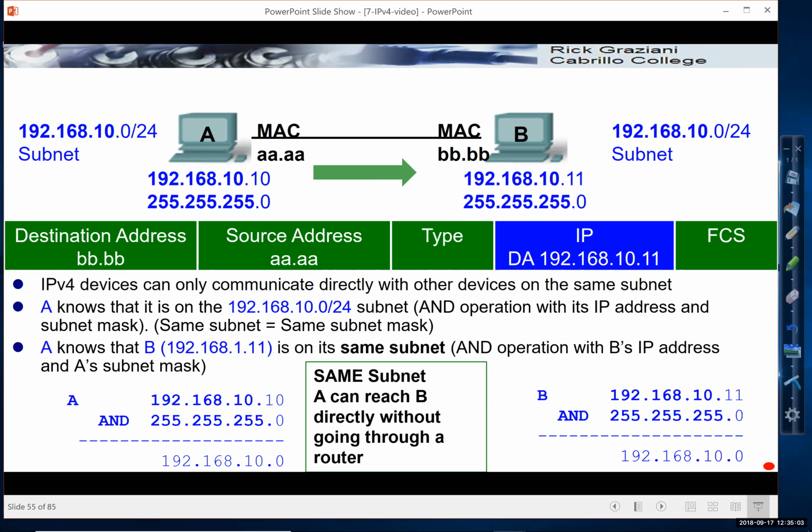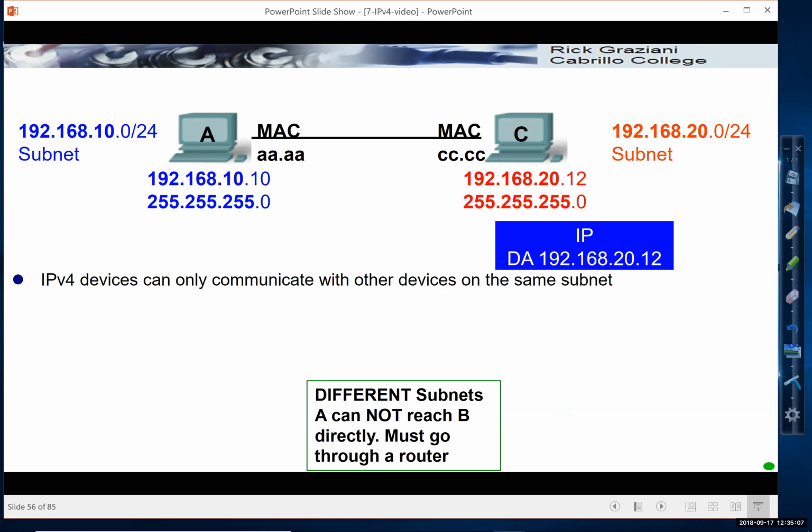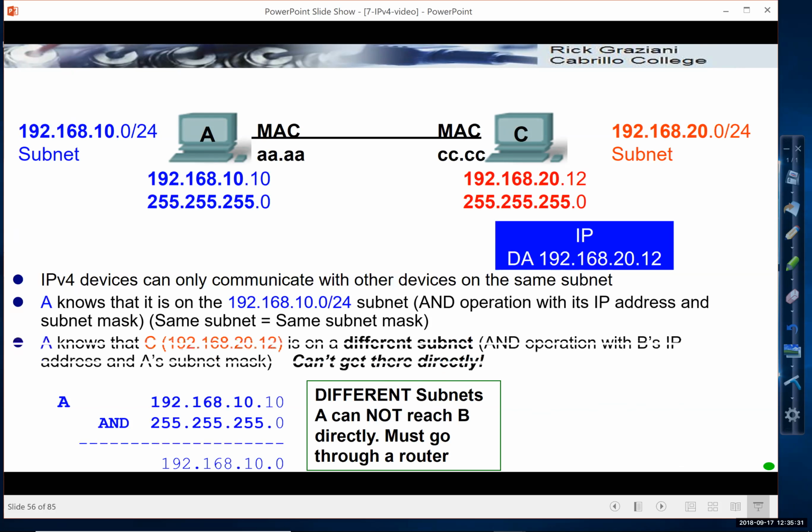All right, let's take a look at another example. In this case, we've changed the IPv4 address of C, the destination IP address. Okay. So again, A knows what network it belongs to. It has its IPv4 address, its subnet mask, does a bitwise AND operation to determine that it's on the 192.168.10.0 network. Okay, oh, I've given you a little hint there of what's going to happen.